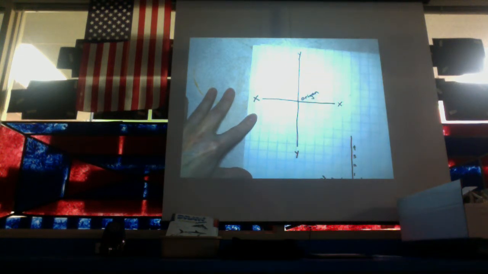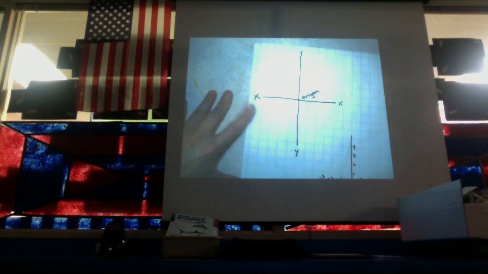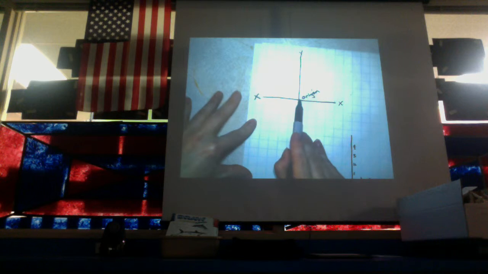I'm pretty sure I misspelled that, but it's origin. I'm pretty sure that's an i. So where they meet, if we were doing the coordinates for that, it would be (0, 0), but we'll get to that later. That point in the middle is the origin.